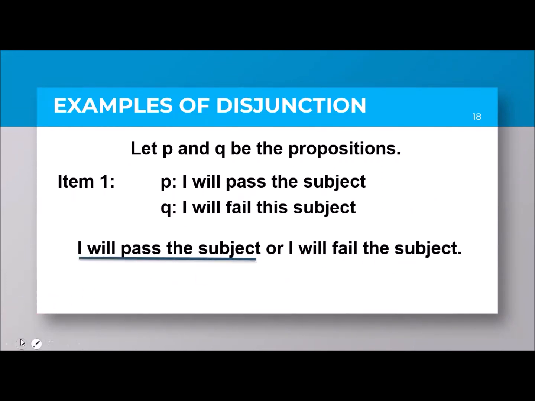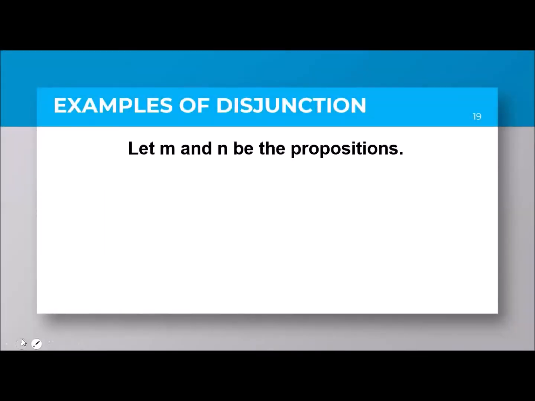I will pass the subject is represented by letter P. I will fail is represented by letter Q. Connective or is represented by small letter V. So this is now the correct symbol: P or Q. Another example, I hope you can do it.